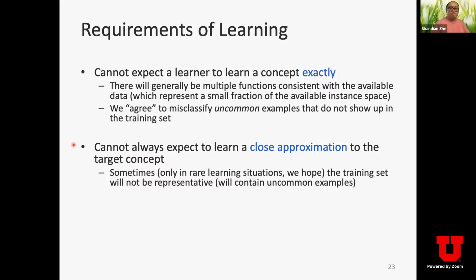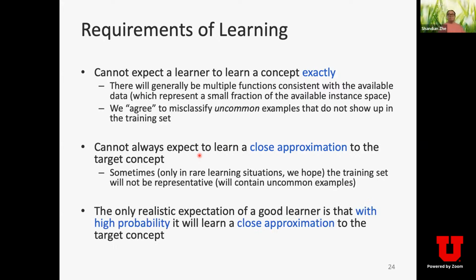So we can see that, okay, when we want to analyze the possible performance, or the expectation of the performance, of your learning algorithm, we find it is highly restricted, right? We cannot expect a learner to exactly learn the target concept. We cannot even expect a close approximation. Then what is the realistic expectation? The realistic expectation is that with high probability, our learner can learn a close approximation to the target concept.